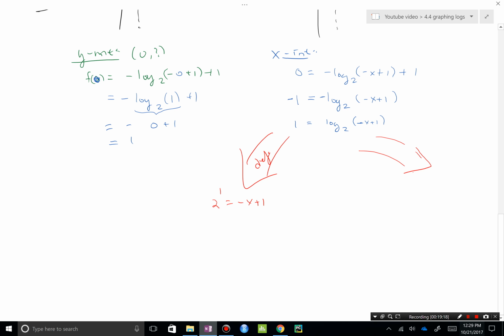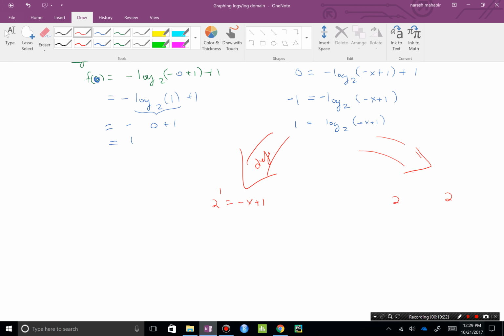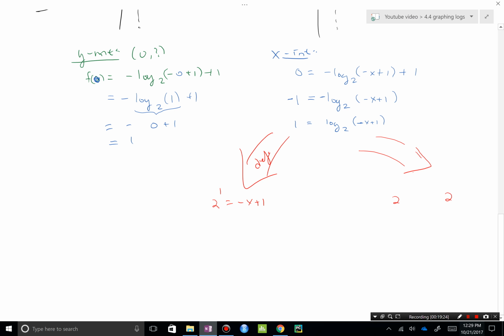The base is 2, so I'm going to base 2 both sides. Much like with any other equation, this is no different. If you base 2 both sides, whatever you do to one side, you must do to the other. That means this becomes the exponent, and this becomes the exponent. Note they are still equal. This is not greater than or equal to, they're equal.